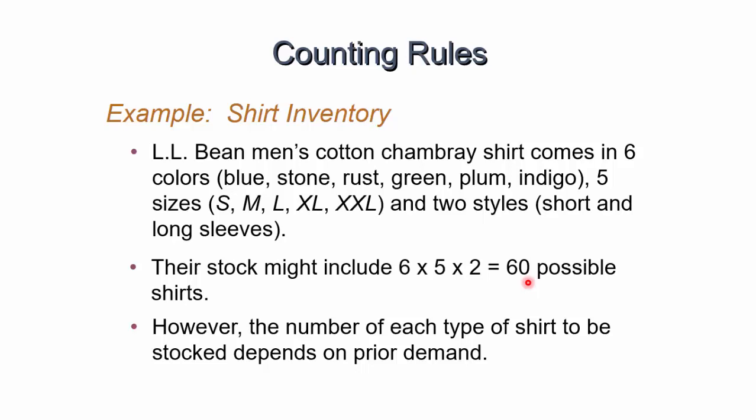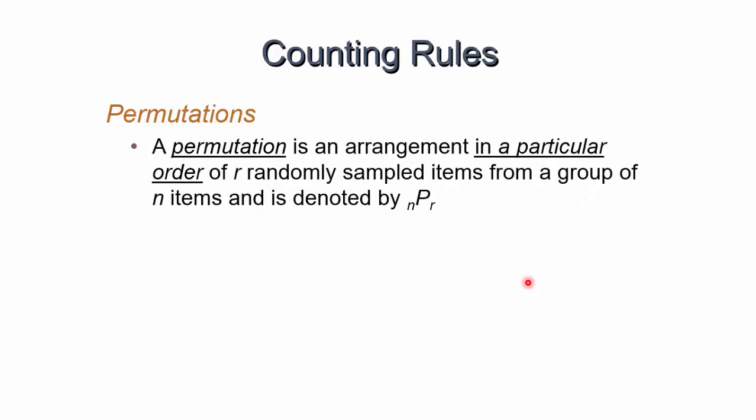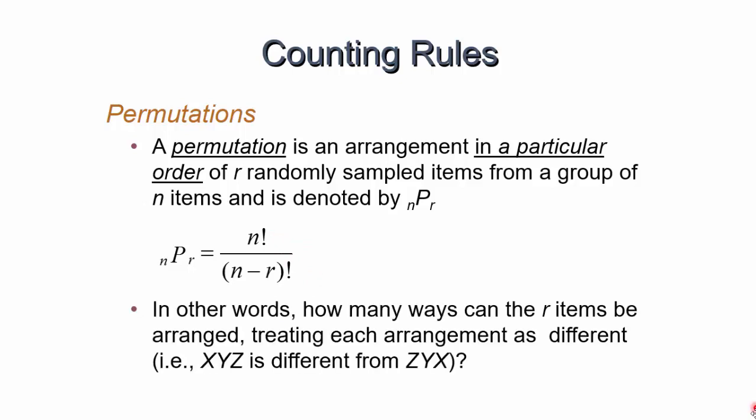Because here the order is not looked at. The numbers are looked at. So there's a difference between the ordering arrangement and the total numbers. Permutation is an arrangement in a particular order of randomly sampled items or of a group of items. It's normally denoted by nPr, n permutation r. The number of permutations is calculated as n factorial over n minus r factorial, where n is the total number of items and r is the number of items being sampled. In other words, how many ways can r items be arranged, treating each one as a different arrangement?